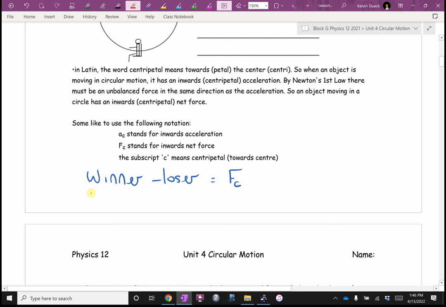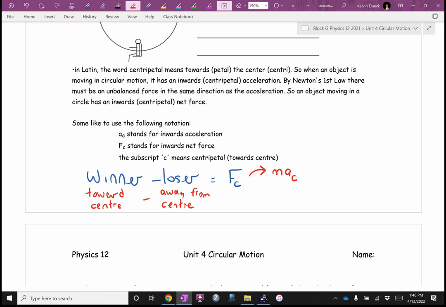Where the winner is toward the center, loser is away from the center, that's going to be our reference frame. Oh, and FC is MAC.